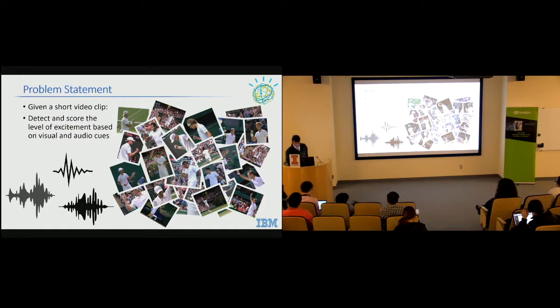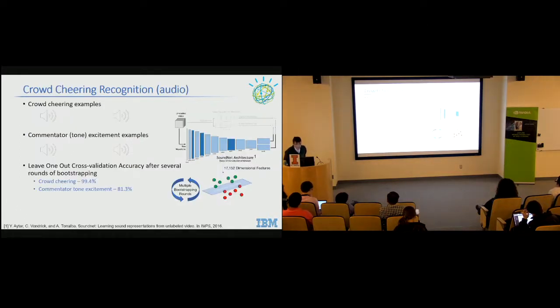So first of all, for the audio cues, which is the crowd cheering recognition, we explore deep models to represent audio data. Specifically, we adopt SoundNet from MIT. This is a CNN that was trained on 2 million videos with environmental sounds. We use the model to create a high-dimensional vector to represent the audio itself.